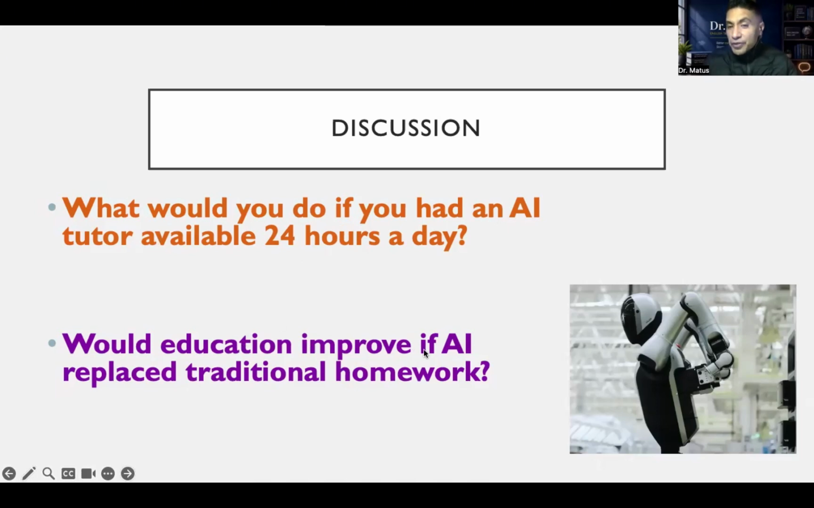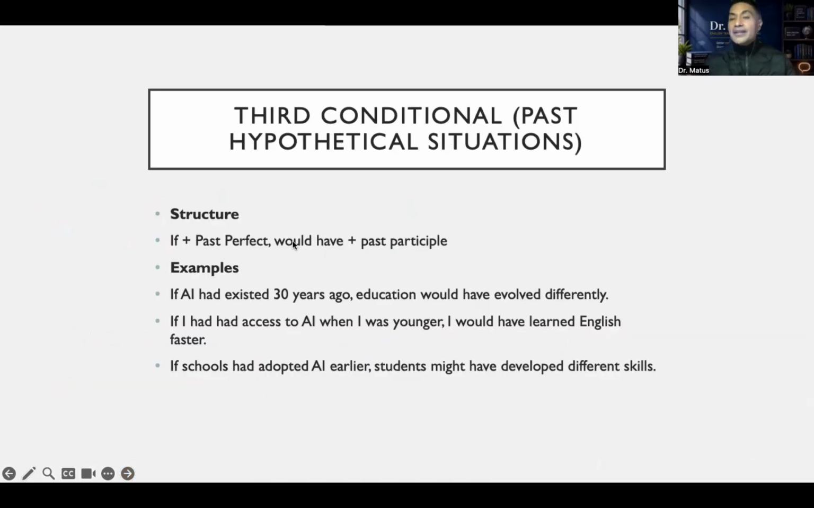Would education improve if artificial intelligence replaced traditional homework? What do you think about this? Well, now let's move on with the third conditional. Past hypothetical situations, the opposite of what happened in the past. We use if plus the past perfect, would have, and the past participle form.